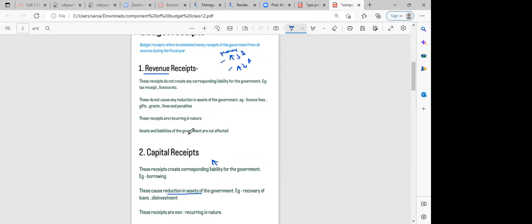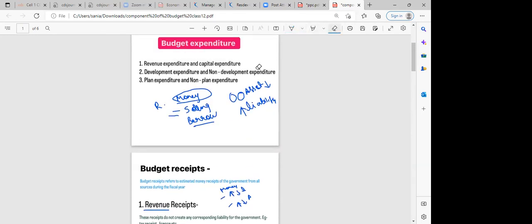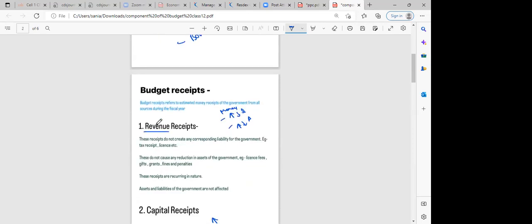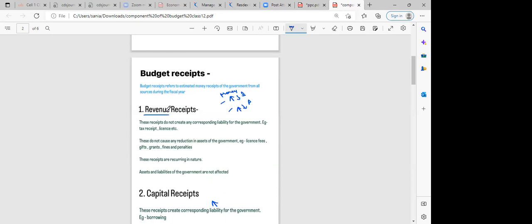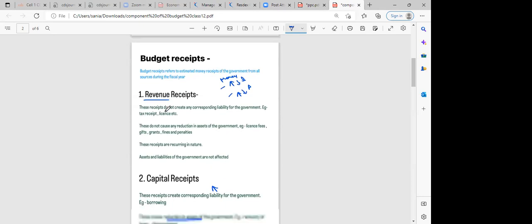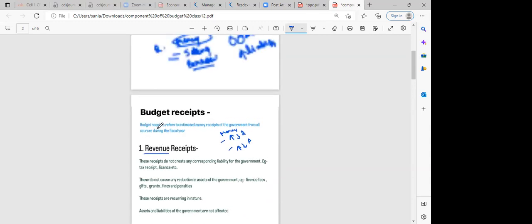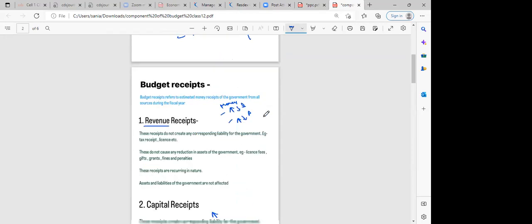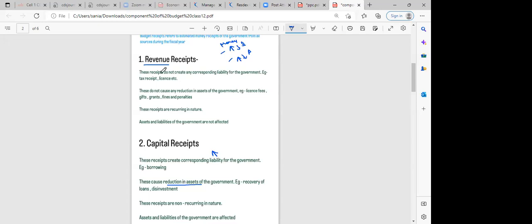See, just listen to me very carefully again. What I told you, basically, whenever you are getting money, there are two chances, right? You are getting money. From where can you get money? Either you sold something, or you borrowed it from someone. But over here, there are two types of things. Revenue means your money is coming and nothing is being affected, but capital means everything is being affected. Both of these terms will be affected. Your liability as well as your assets will be affected in capital receipt, but in revenue receipt, nothing will be affected.